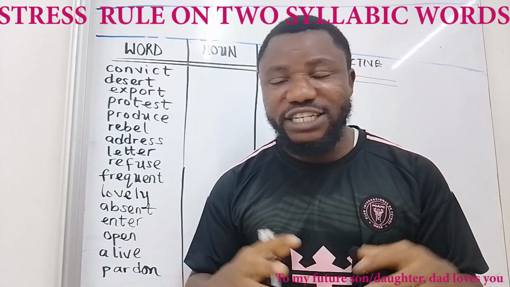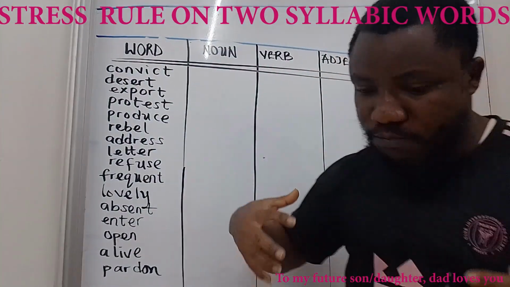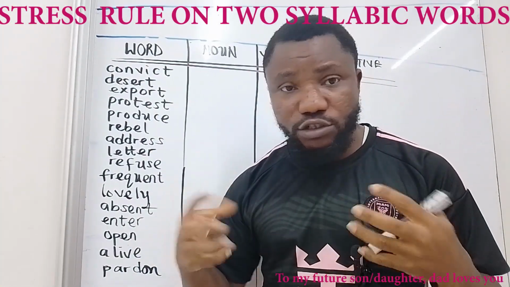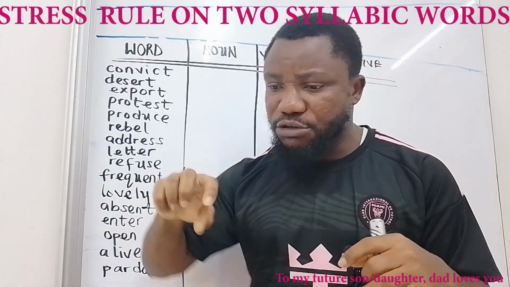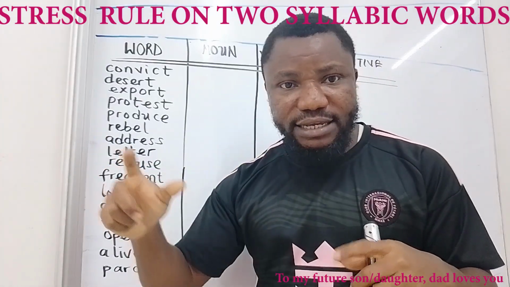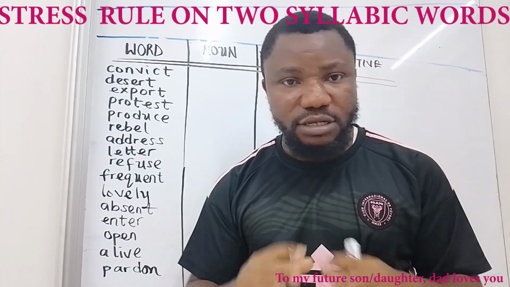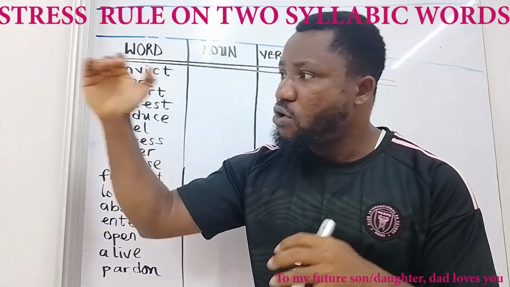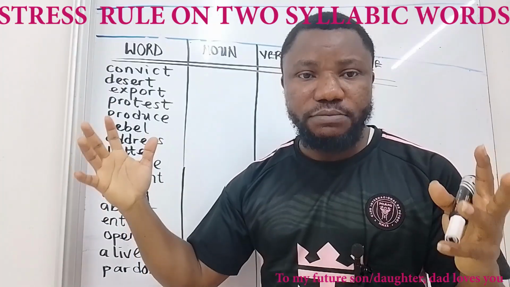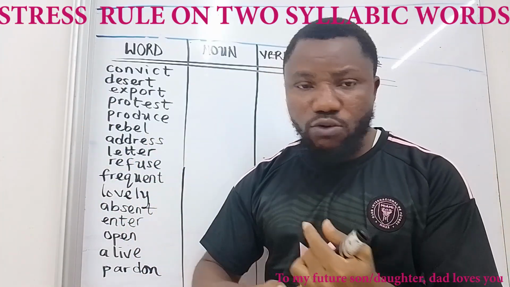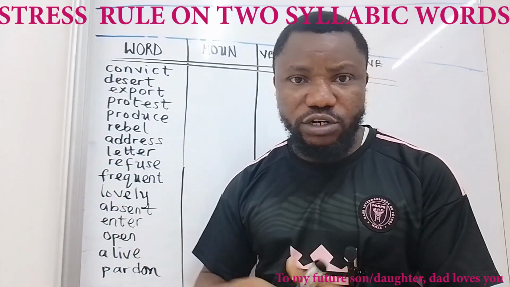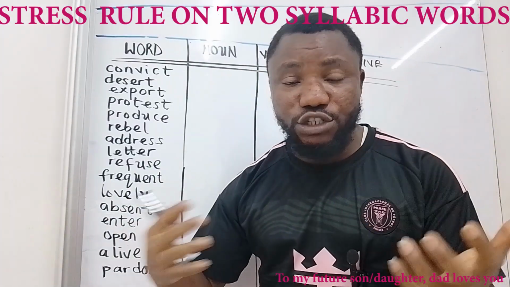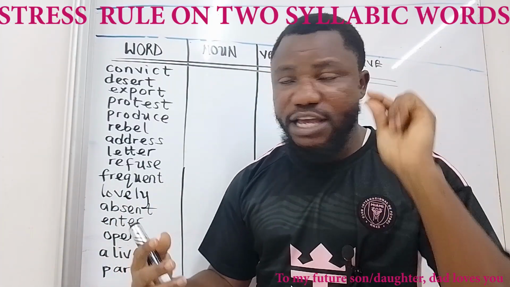That said, our focus in this class and this lesson will be to explore the placement of stress on 2-syllabic words. When you have words that have 2 syllables, how do you place stress on them? As I've said, in the case of students wanting to write exams, the focus is usually on nominal words, nouns, on adjectives, and on verbs. So when you have 2-syllabic noun words, verbal words, adjectival words, how do you stress them? There's a rule to apply when you have these 2-syllabic situations, and that is what we're going to be looking at.